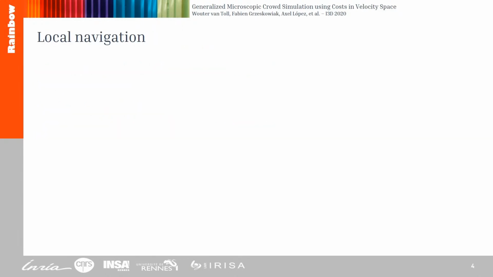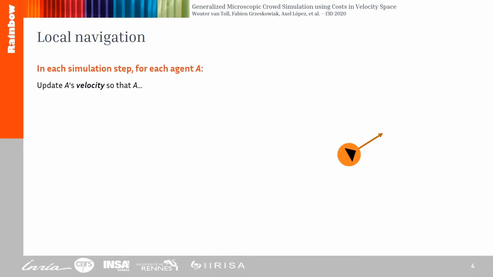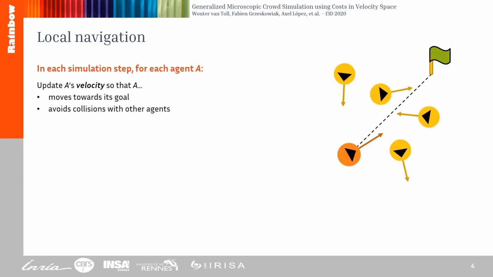Local navigation is something that every agent keeps doing in every frame or every step of the simulation loop. So at any moment in time, the task of local navigation is to update the velocity of an agent in such a way that it fulfills certain wishes. For example, an agent will want to more or less move towards its goal, but it will also want to avoid collisions with other agents that are walking around.